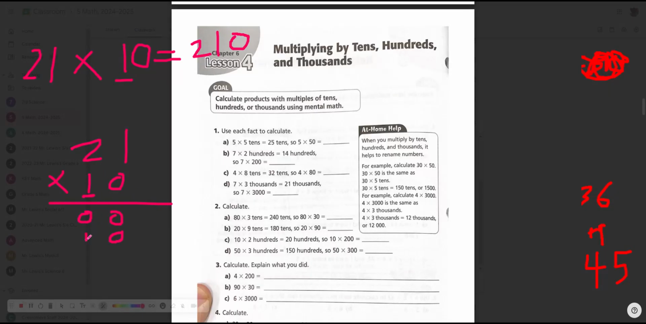1 times 1 is 1. 1 times 2 is 2. Add them up. You betcha, my answer is 210. So there, I've got more proof that this strategy does work.